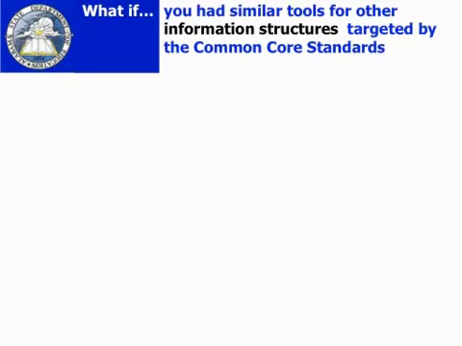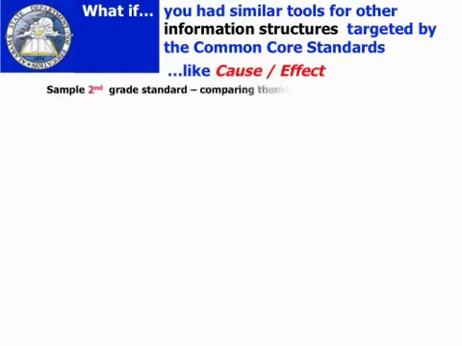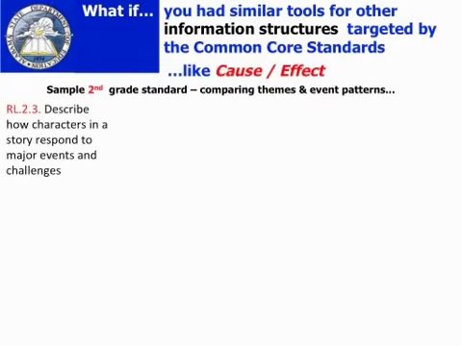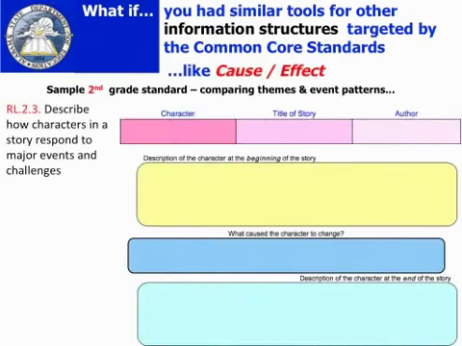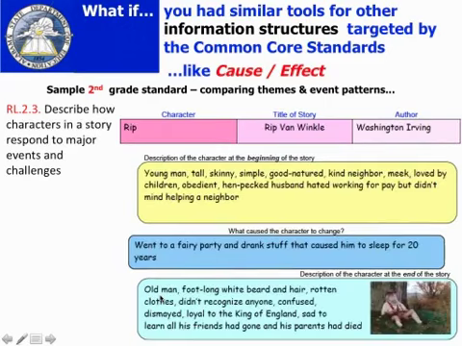What if you had similar tools for other information structures that are targeted by the Common Core standards, like cause and effect? And so here's an example of one for literature. Obviously this is a little kid example, but character, title, and the story, description of the character at the beginning, what caused the character to change, description of the character at the end of the story. Here's an example.